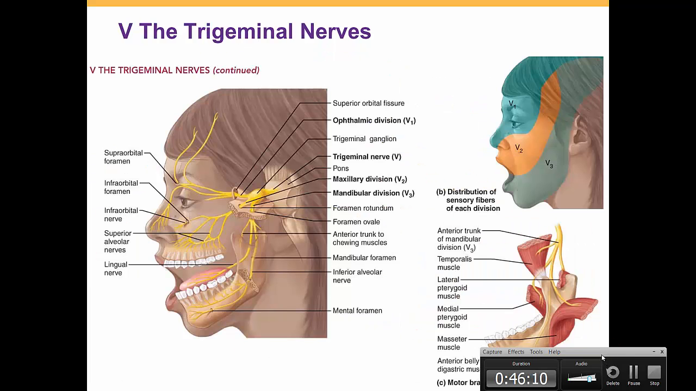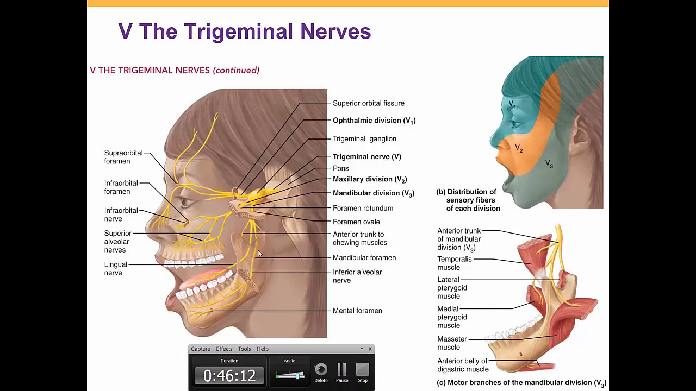A big nerve here that we need to be aware of is my trigeminal nerve, which has 3 branches, and these 3 branches are coming off the trigeminal ganglion, which is here. These ones are my ophthalmic division, which is this part. Then we have the maxillary division. Then we have the mandibular division.